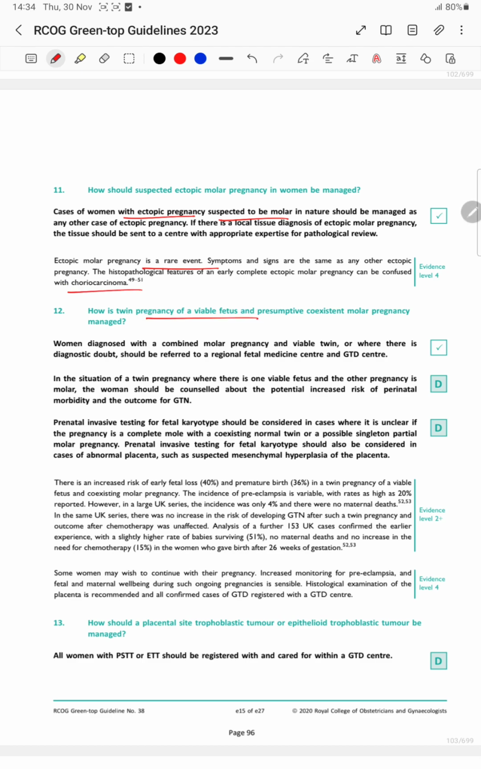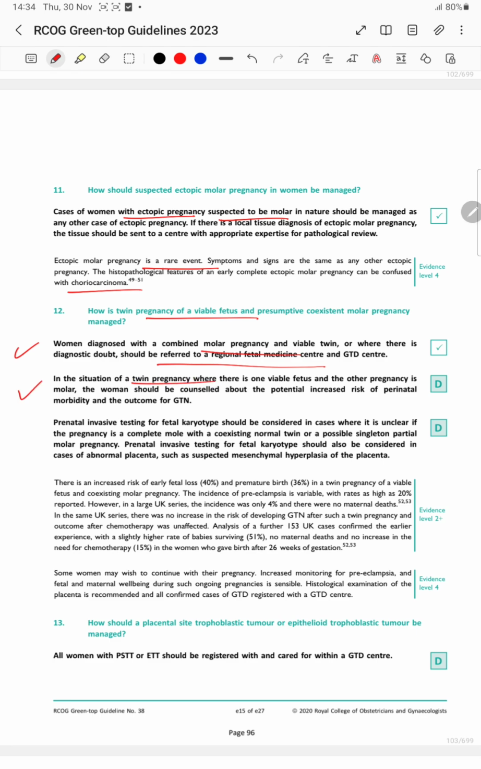How is a twin pregnancy with a viable fetus and a presumptive coexistent molar pregnancy managed? Women diagnosed with a combined molar pregnancy and a viable twin, or where there is a diagnostic doubt, should be referred to a regional fetal medicine center and the GTD center.